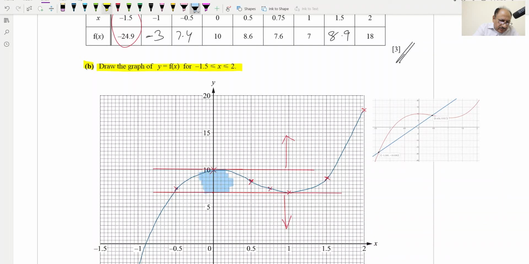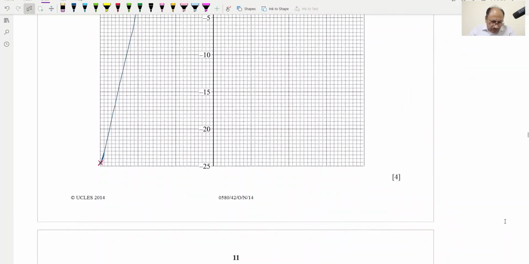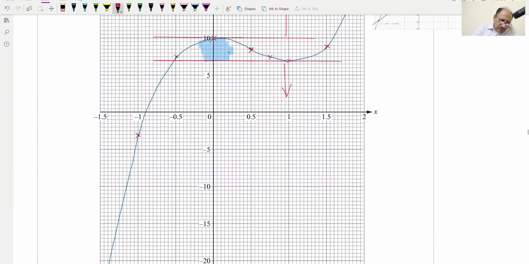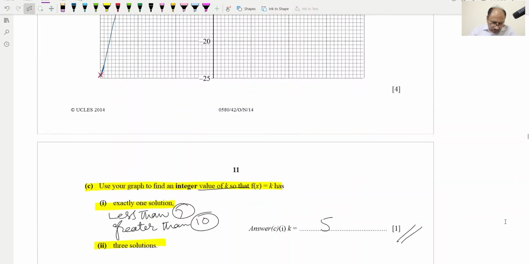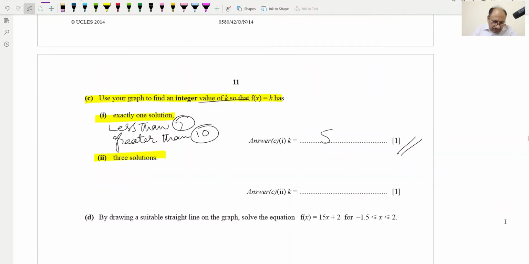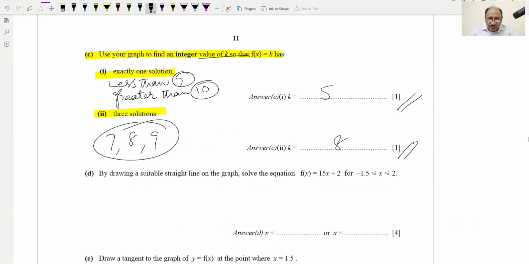It will be intersecting the curve at 1, 2 and 3 places. So in between 7 and 10 we can mention, I'm removing the shading part because this is not required. So we can write, three solutions, k value we can write, like for example I will be writing 8, but possible answers can be 7, 8, 9, any one of them. So this is also 1 mark part which we are done with.